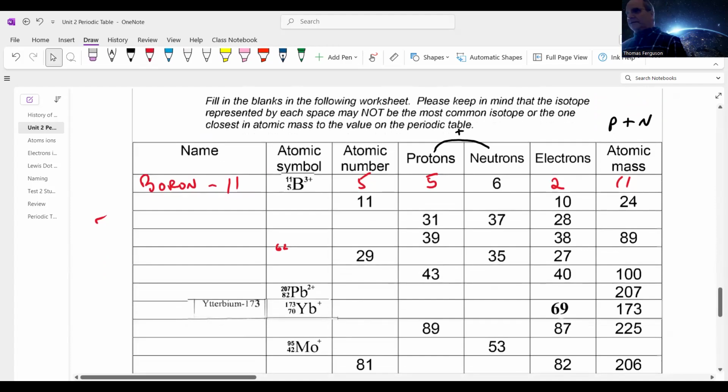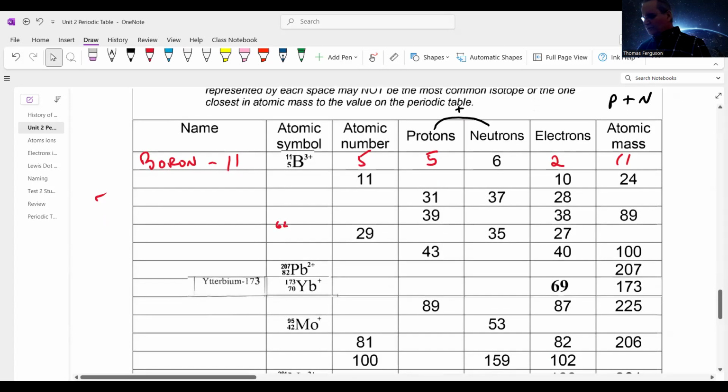So the ionic chart, we have to look at protons and electrons always not being the same. Always. Neutral, they're always the same. So let's choose copper again here.